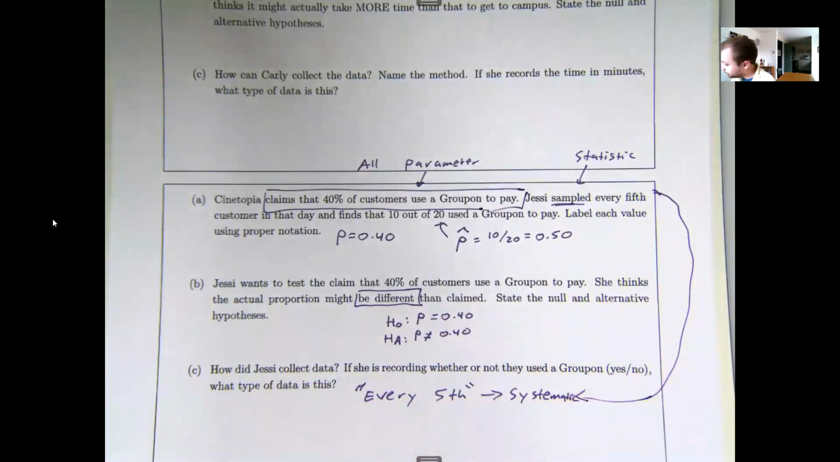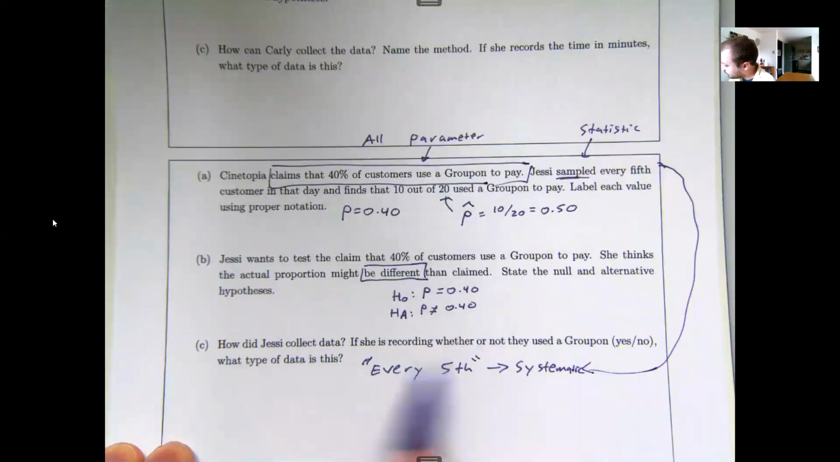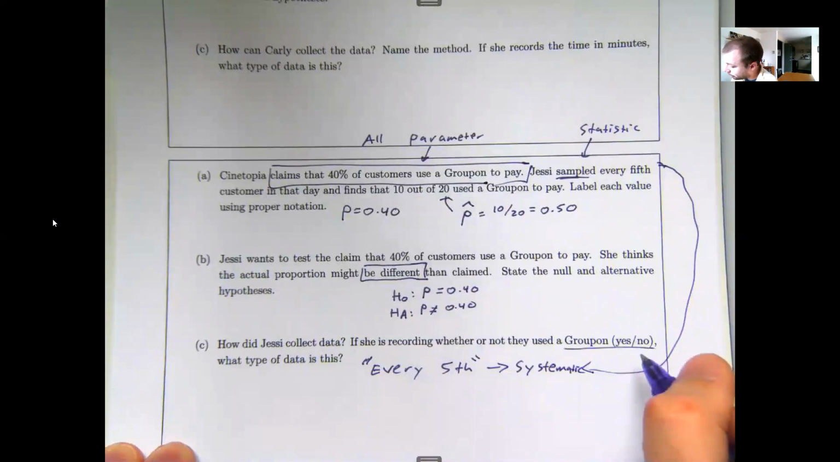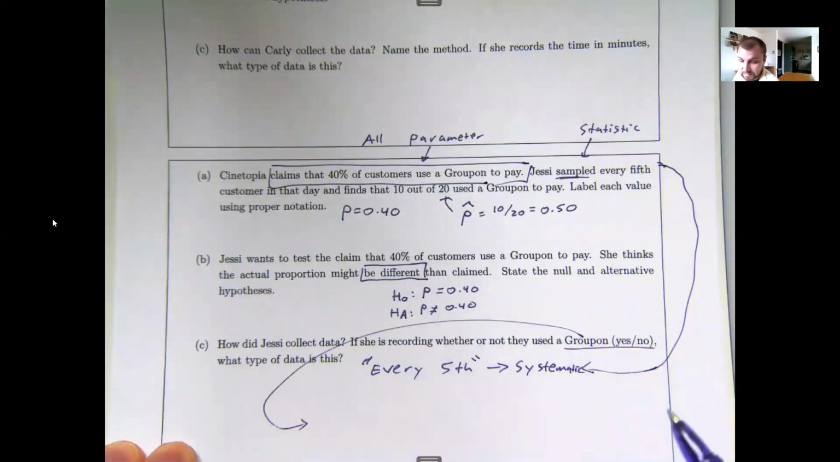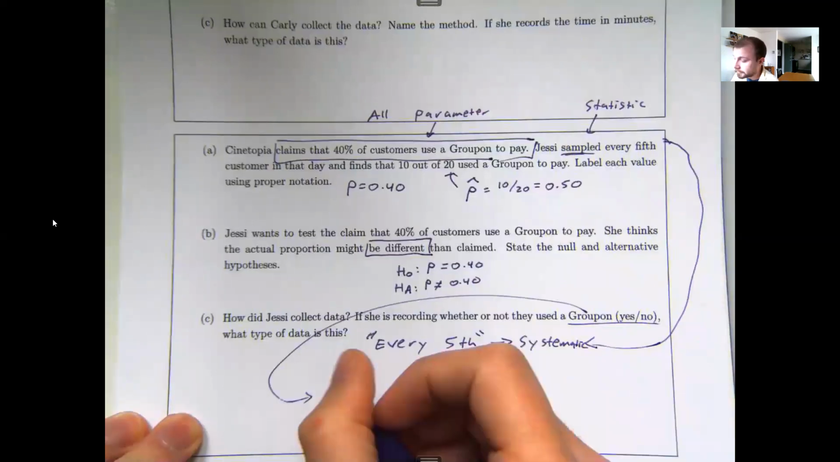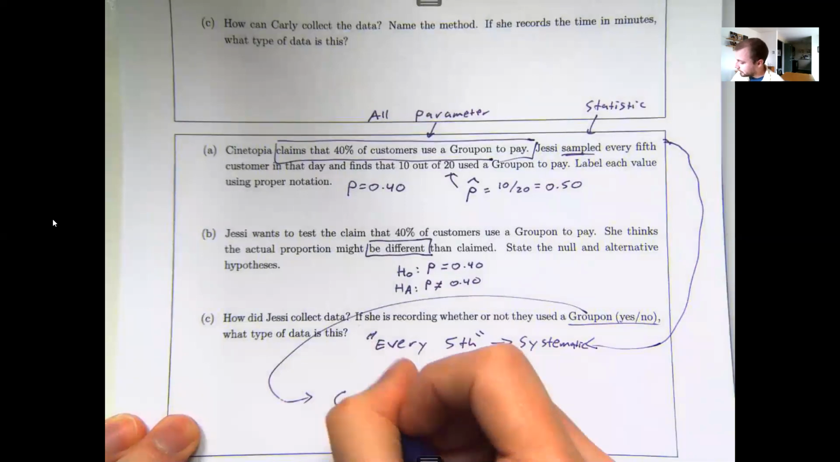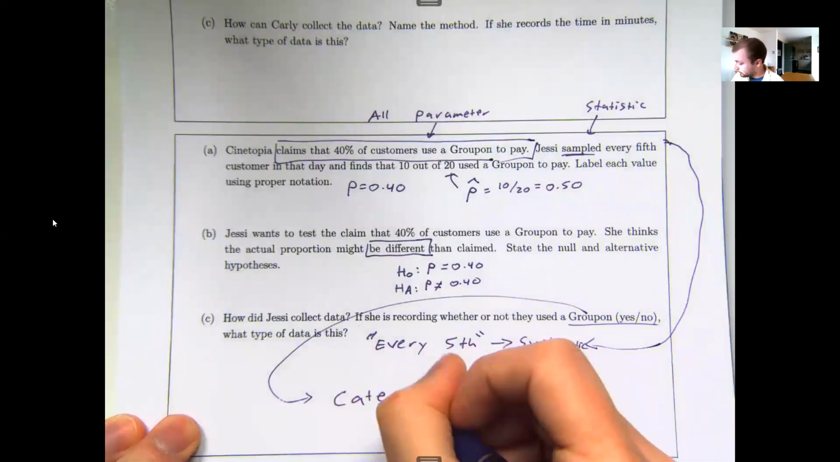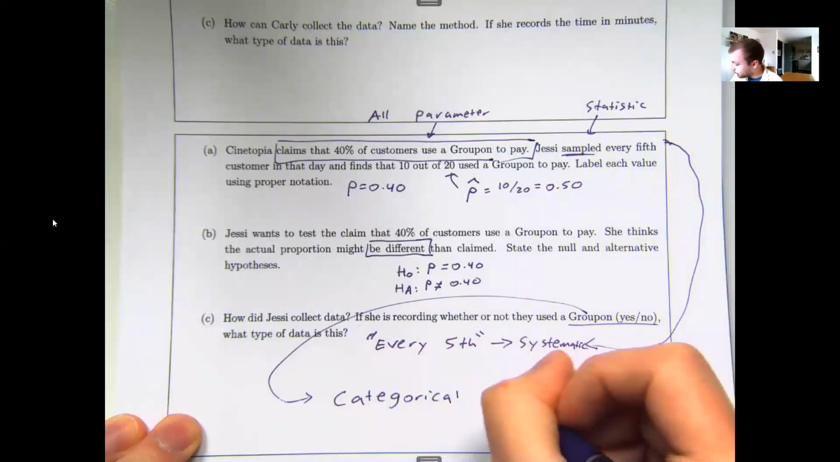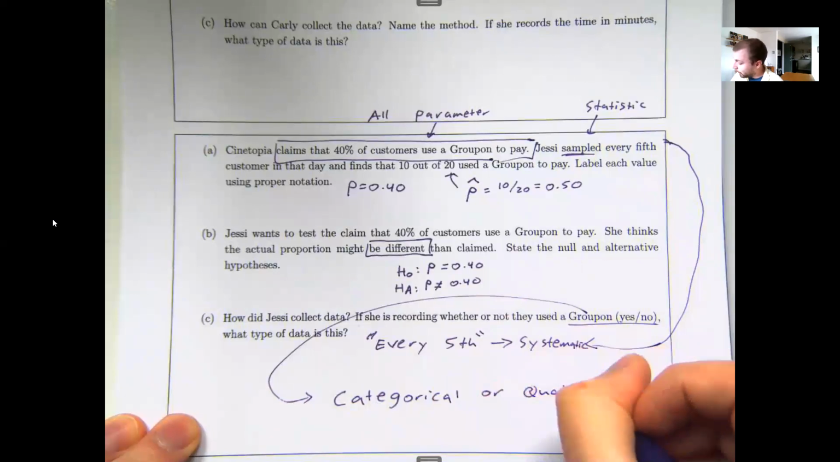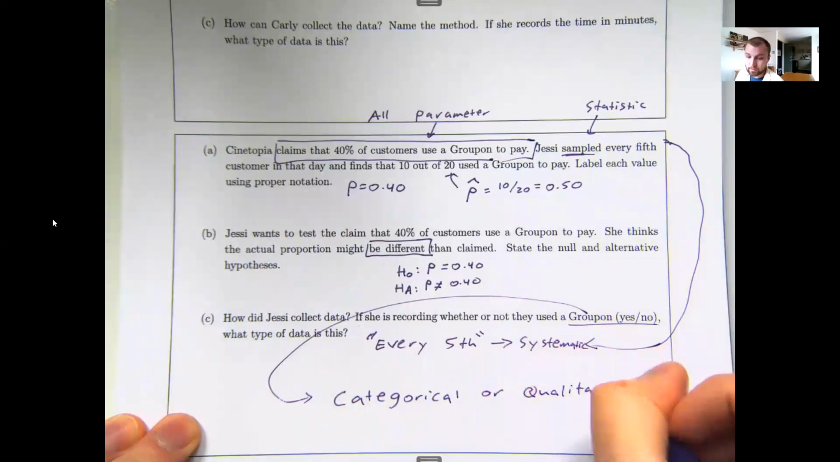If they've used a Groupon, determine what type of data this is. So they either used a Groupon or they did not use a Groupon. This is a yes or no question. This is word-based data. Word-based data is categorical, or the other word for that was qualitative.